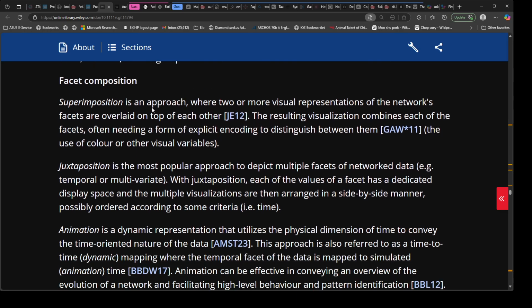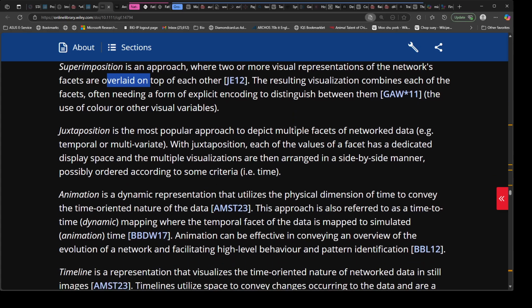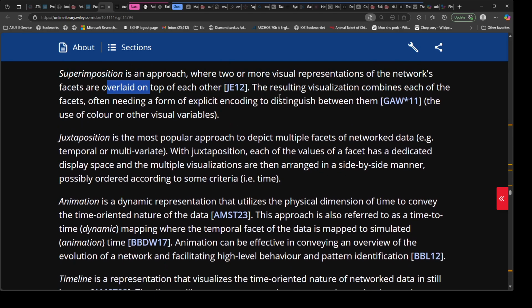Facet composition. Superimposition is an approach where two or more visual representations of the network's facets are overlaid on top of each other. JE12. The resulting visualization combines each of the facets, often needing a form of explicit encoding to distinguish between them, GA 11, such as the use of color or other visual variables.